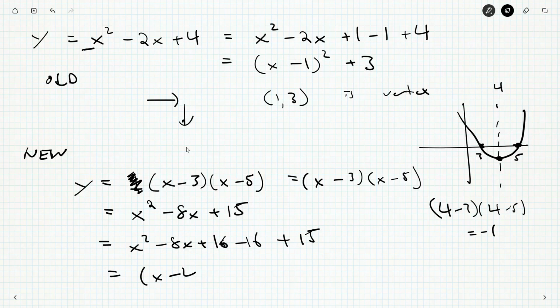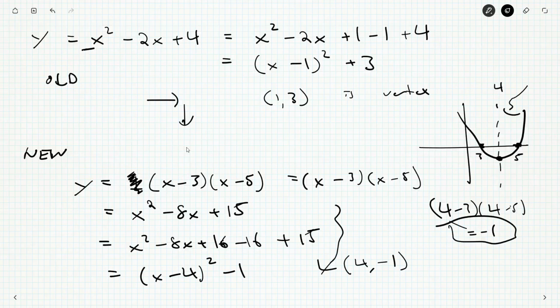We get (x − 4)² − 1. So our new vertex is (4, −1). Either expand and complete the square, or use the symmetry of the parabola and get the vertex that way too. But, alright, so what do we do?